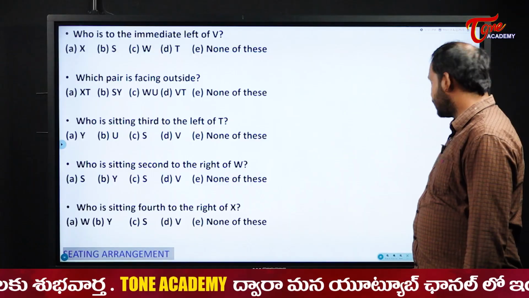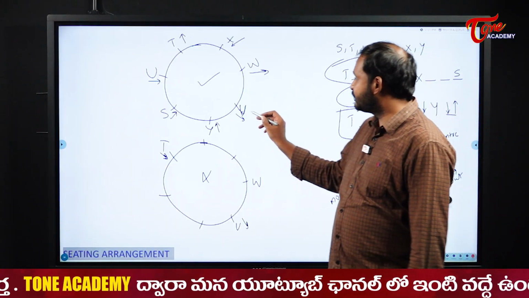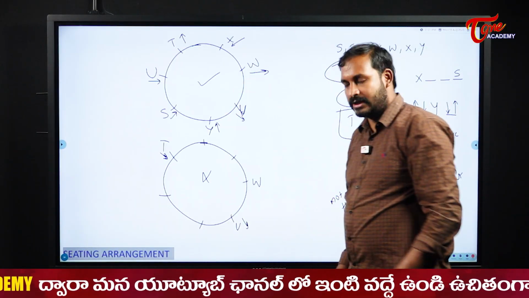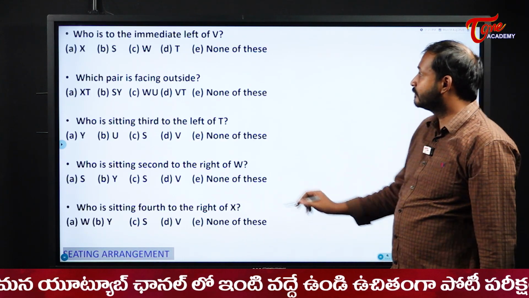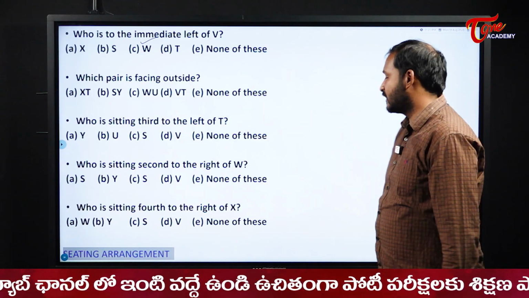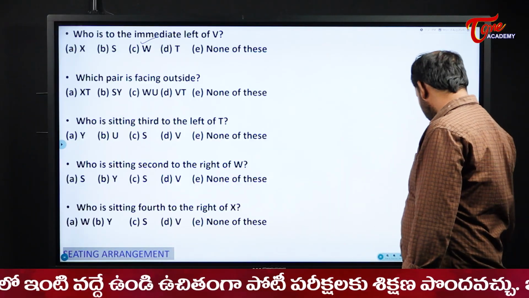Now, who is the immediate left of V? V is facing outward, so the left of V is who? W. Which pair is facing outside? X, T. Who are facing outside?